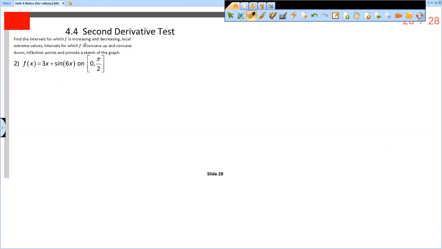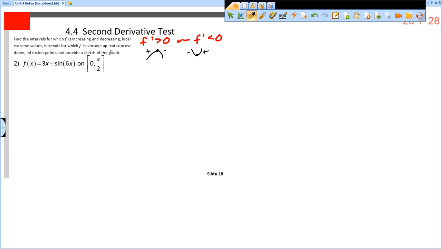All right, so obviously increasing and decreasing, we need to find whether f prime is positive or f prime is negative, right, to talk about increasing and decreasing. All right. Local extreme values, remember that's where we talk about whether f prime changes from positive to negative or negative to positive to talk about local max and min.